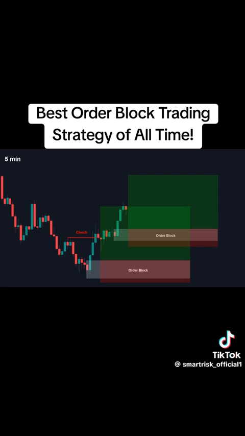This approach is important because the pullback to the first order block is not guaranteed. The market can mitigate the second order block and start pushing higher. In the worst-case scenario, the price may drop and lead to 2 losing trades, which is why we must enter with reduced risk. Now let's see what happens. The price has hit the stop loss of the second trade and triggered the first one.